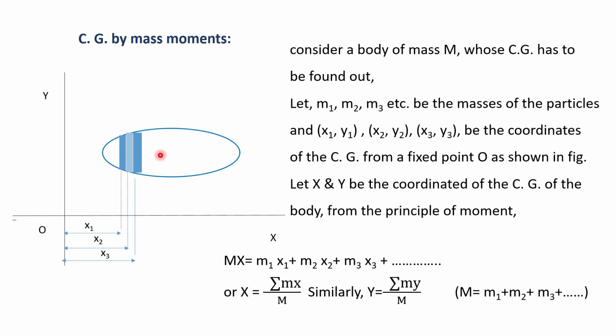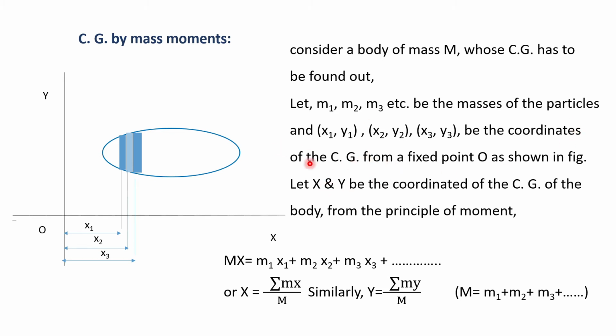Now, we divide this body into different strips. When the strip is infinitesimally small, we are considering it as a mass, a particle. Since it is a particle, it has coordinates x and y, and similarly for the different particles we can have coordinates x1 y1, x2 y2, like that.